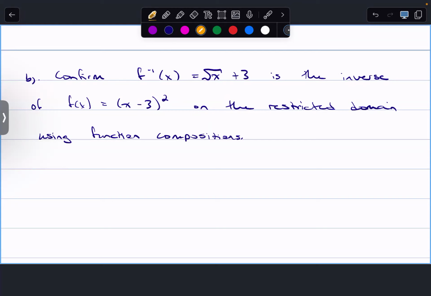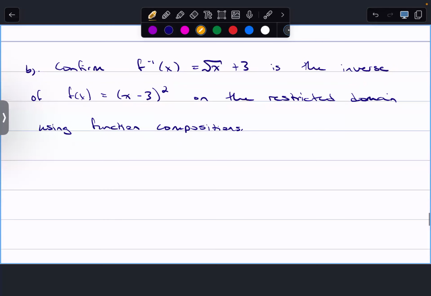We've done it once already, so I'm just going to jump in and start, right? And I'm going to do both just for more practice. I'm going to do f of the inverse of x, does it equal x? And on this side, I'm going to do the opposite, f inverse of f of x, does it equal x? I'll put a little divider there.